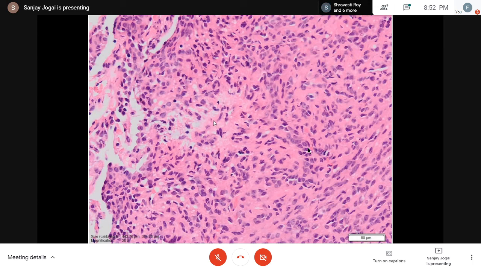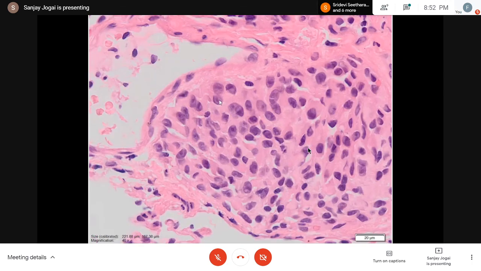Not much by means of nuclear pleomorphism. I can barely see any mitotic figures. Now, occasional cells are starting to show nucleoli. So I have no idea what is going on here. So, common things being common.